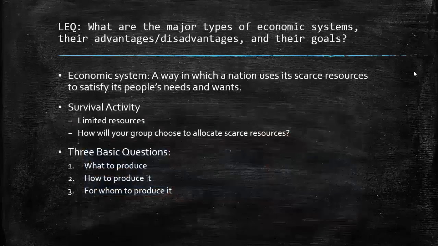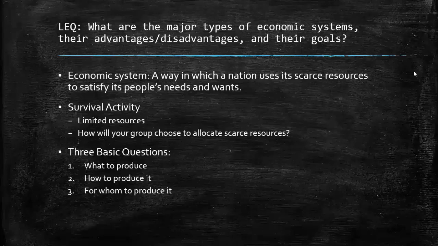So let's move on. Alright, so this is a quick review of economic systems part 1. First, what is an economic system? It is very simple. Think about the survival activity. It is a way in which a nation uses its scarce resources to satisfy its people's needs and wants.